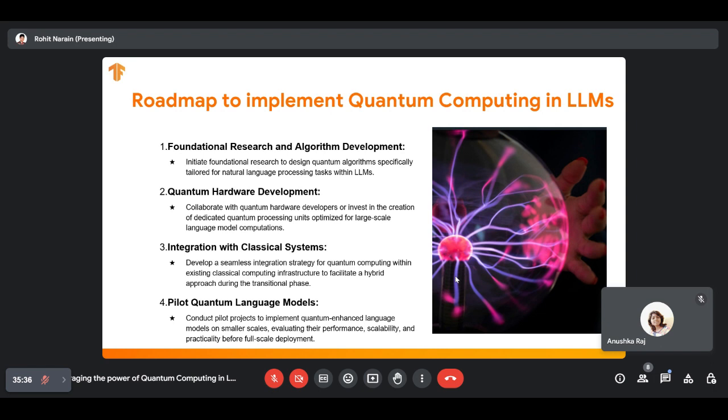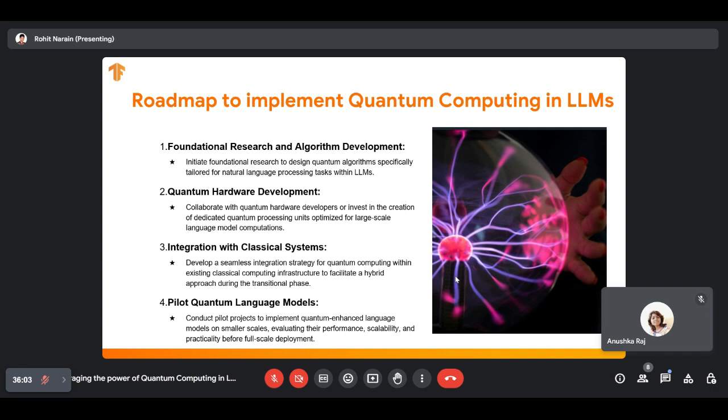Second step is quantum hardware development. Right now the quantum hardware is very limited and only created by some tech giants like Google, IBM, or maybe Microsoft. Okay, so we need to enhance or collaborate with those quantum hardware developers who are directly working on those hardwares, and then we can actually implement those models more efficiently.